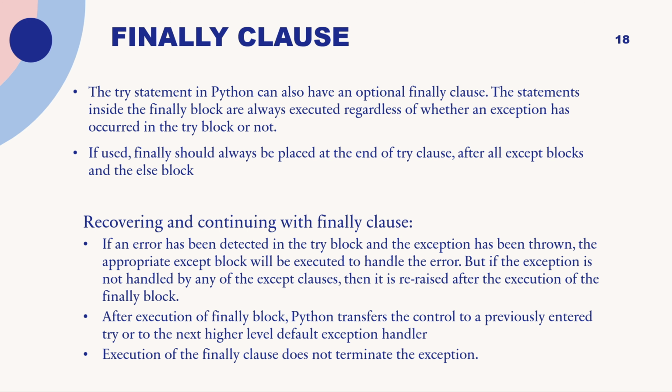So the last topic here is recovering and continuing with the finally clause. If an error has been detected in the try block and the exception has been thrown, the appropriate except block will be executed to handle the error. But in the other case, if the exception is not handled by any of the except clauses, then it is re-raised after the execution of the finally block. After execution of the finally block, Python transfers the control to a previously entered try or the next higher level default exception handler. Execution of the finally clause does not terminate the exception.